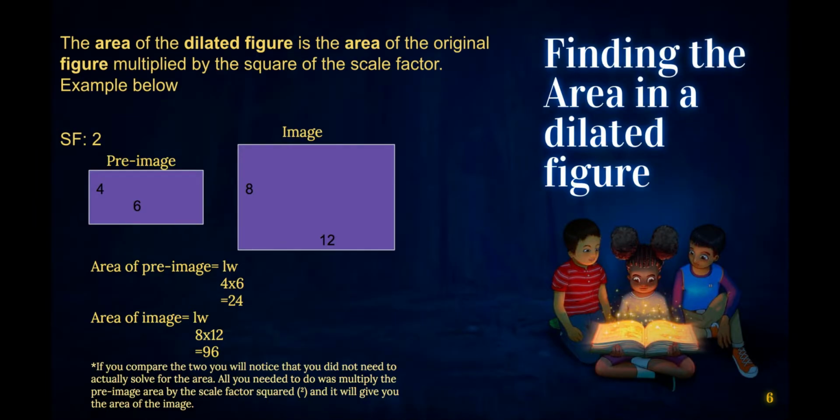Moving on. So we're going to find the area in a dilated figure. The area of the dilated figure is a little bit complicated, but it's not. Just pay attention to what you're doing, okay? The area of a dilated figure is the area of the original figure multiplied by the square of the scale factor. So I'm going to take my scale factor and square it, meaning to the power of 2, and then I should get the area of my new image.